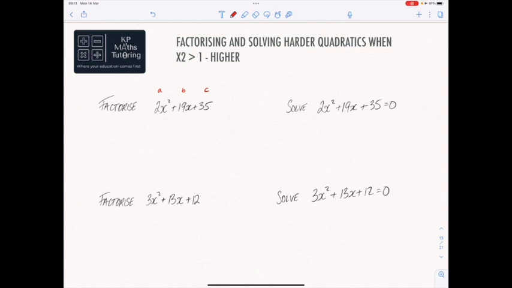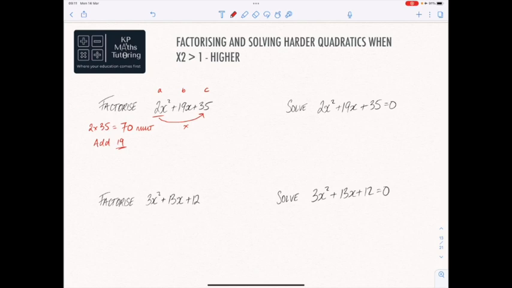Now, the first thing you do is you take your A value, which in this case is 2, and you multiply it by your C value. So I'm doing 2 times 35, which is equal to 70. You are including the sign in here as well, so if that was a minus 35, it'd be minus 70. What I now need is two numbers that multiply to 70, but add, so this bit still stays the same, we add to this middle B value here. So add to 19, and that's a plus 19, and multiply to give me 70.